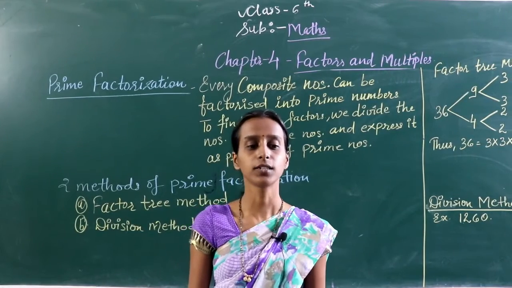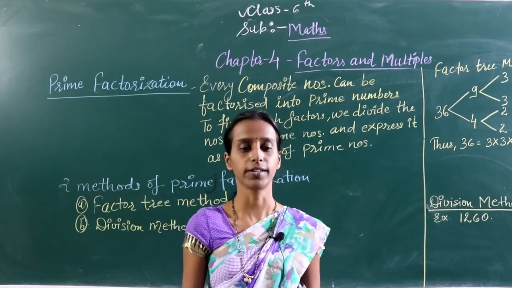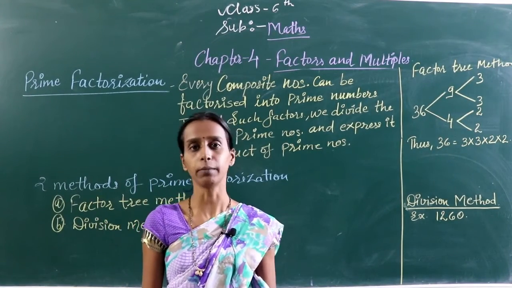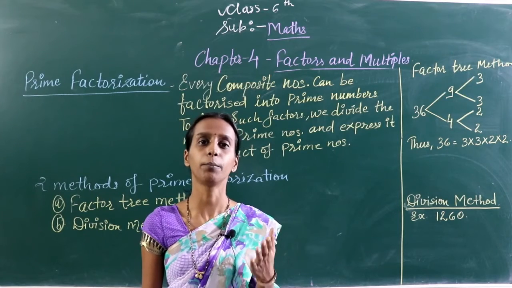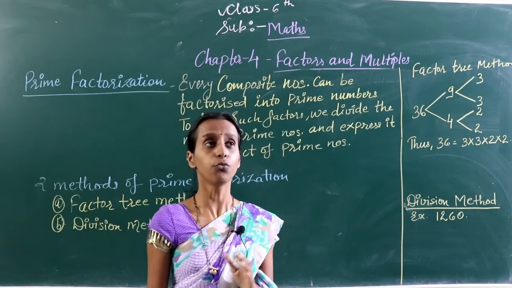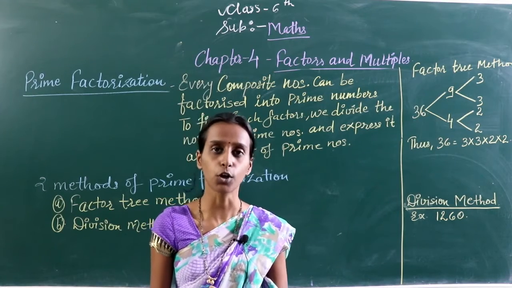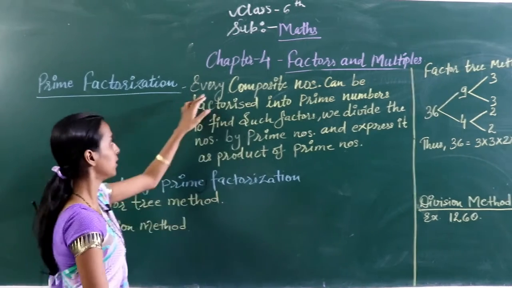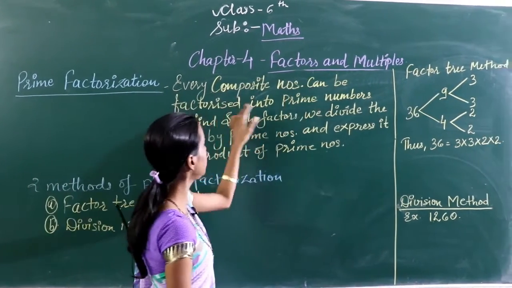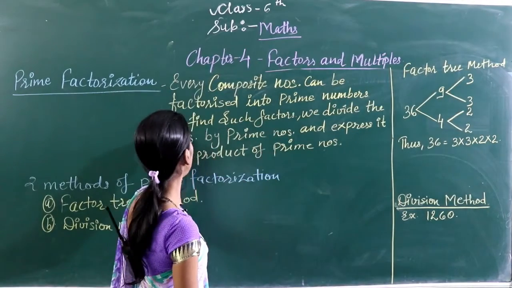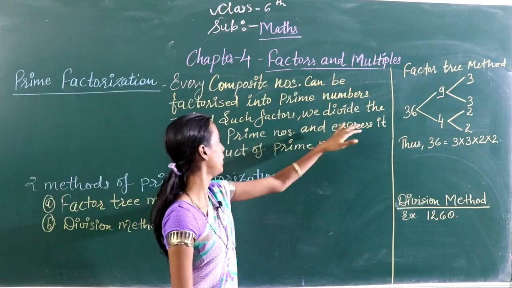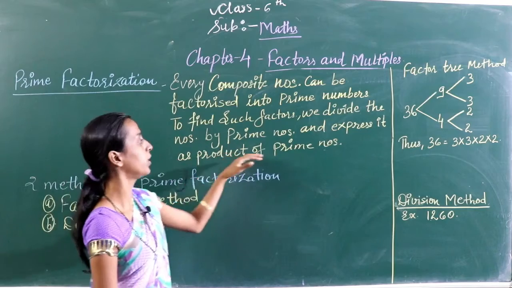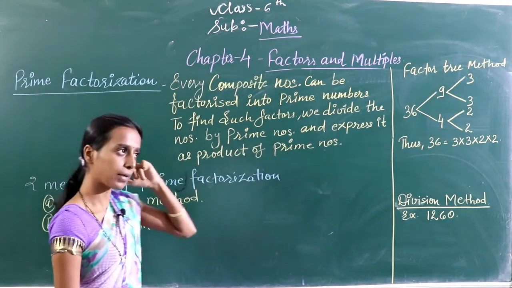So our next topic is prime factorization. What is prime factorization? So every composite number can be factorized into prime numbers. Okay, we can divide every composite number into prime numbers. Okay, to find such factors, what we do? We divide the number by prime numbers. Okay, see here, every composite number can be factorized into prime numbers, and to find such factors we divide the number by prime numbers and express it as product of prime numbers. So that is called prime factorization.